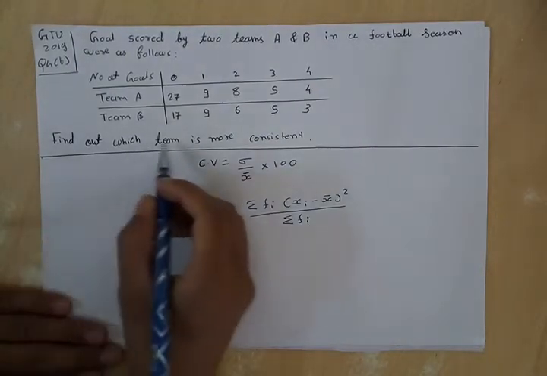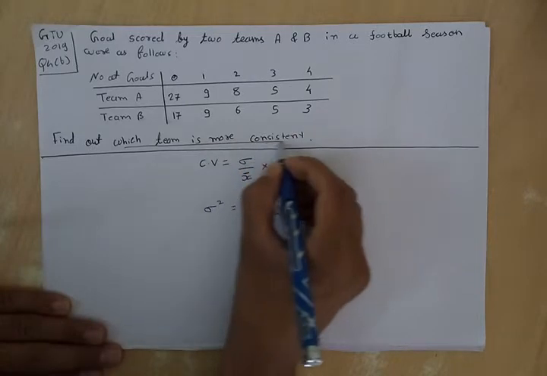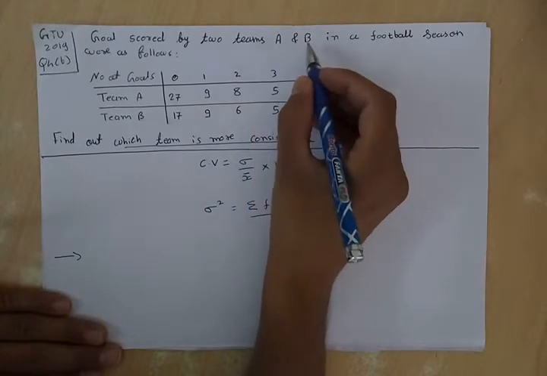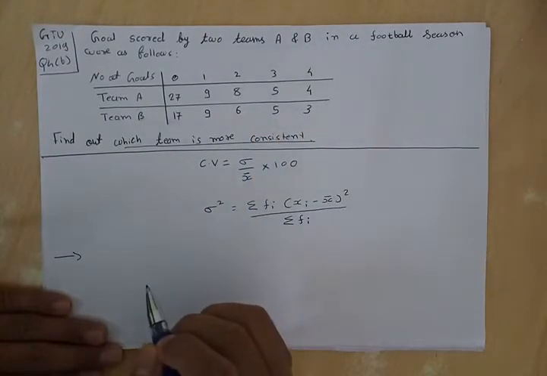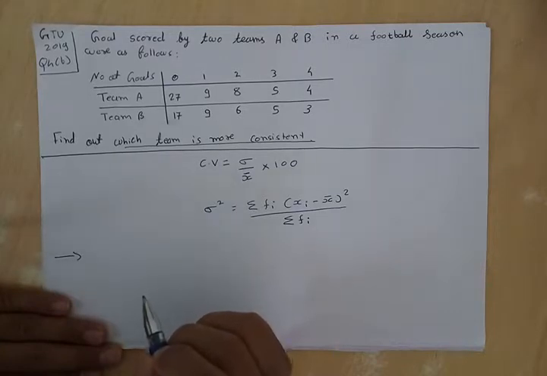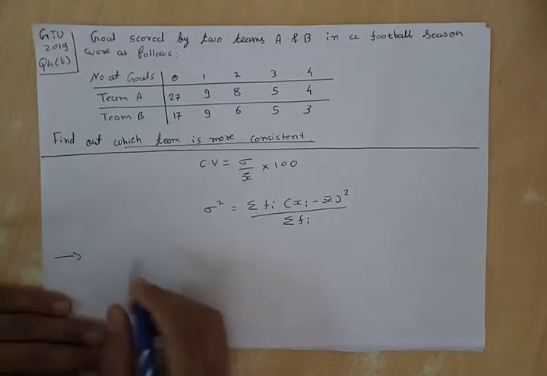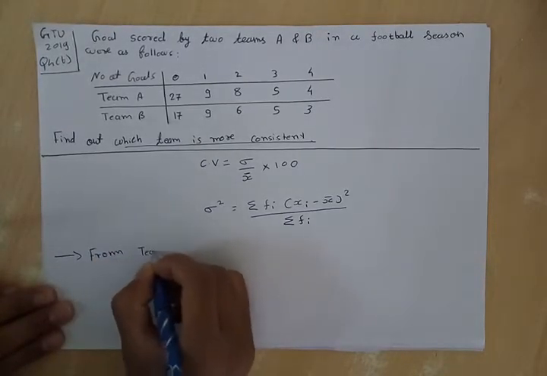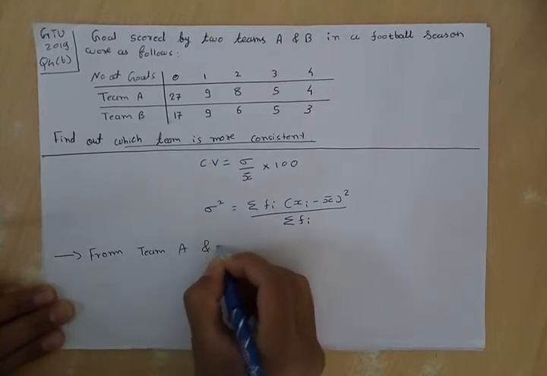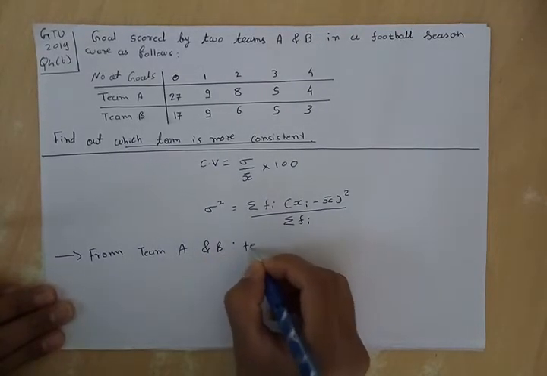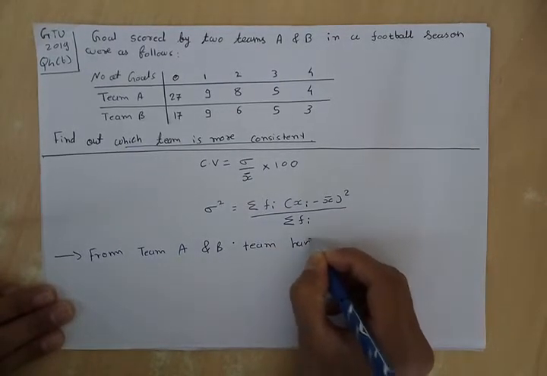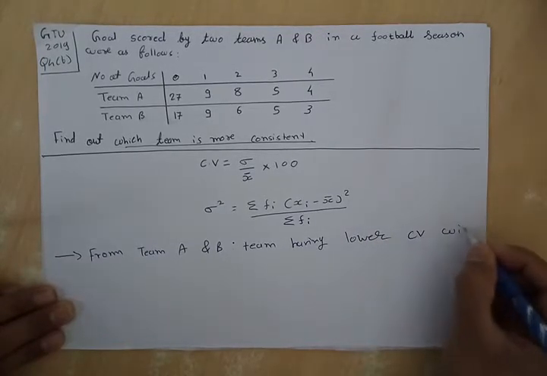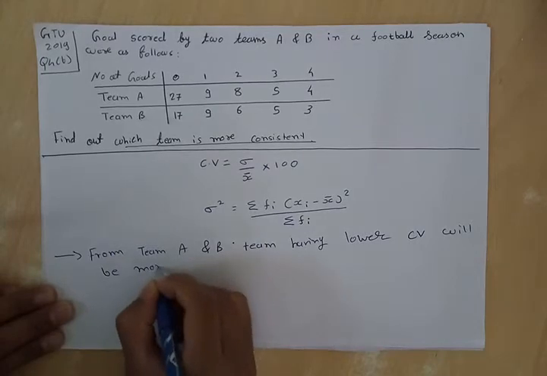Now we have to find which team is more consistent. Now from team A and team B, whichever team has lower value of coefficient of variance will be more consistent. So from team A and B, team having lower coefficient of variance will be more consistent.